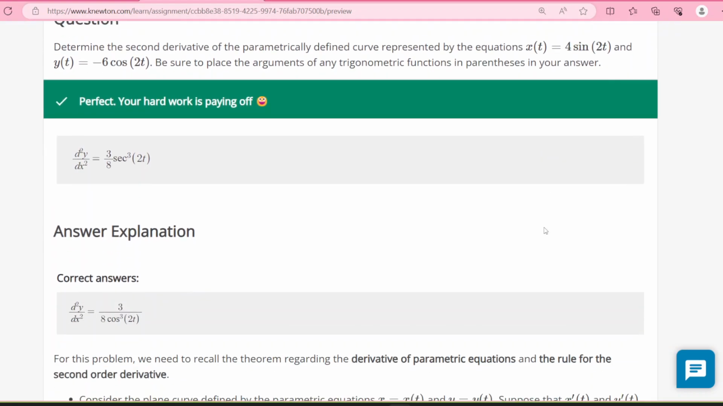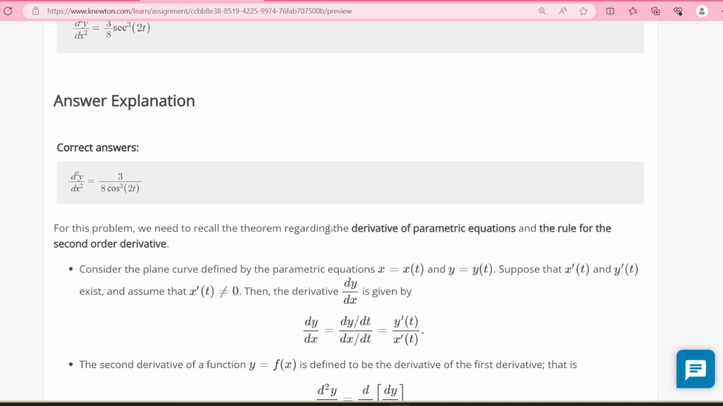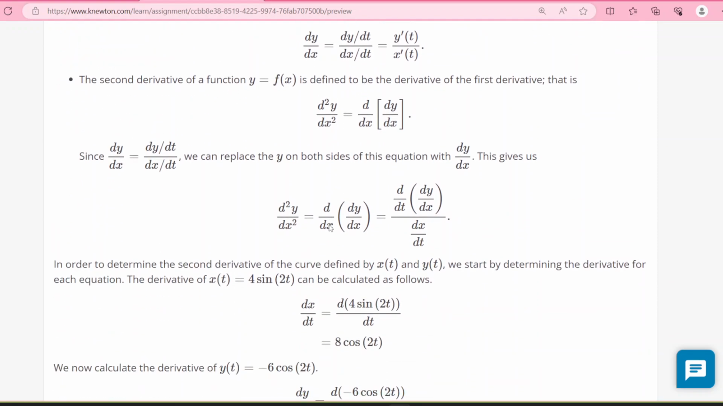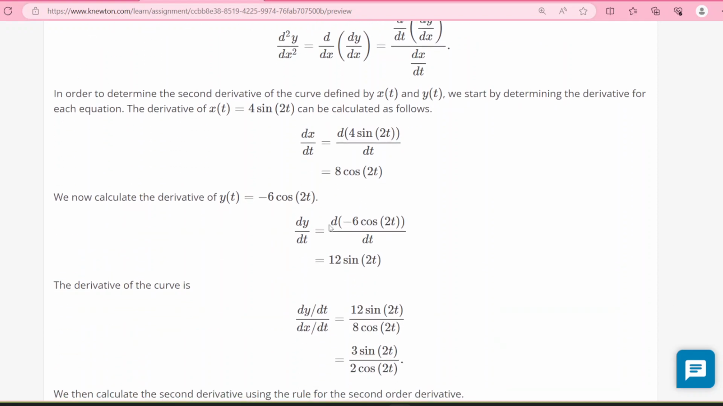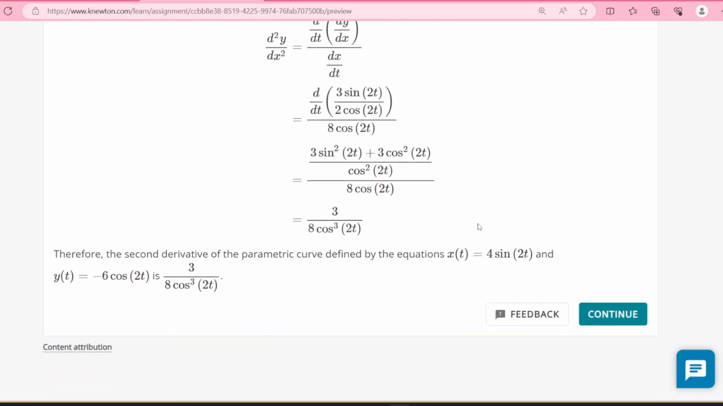All right, and then after every question, there should be some sort of answer explanation. Please look through these. If you're right, look through it just to make sure you're right for the right reasons. And if you're wrong, definitely look through it. See if you can figure out where you went wrong, and why you were wrong. And hopefully you can learn from your mistakes for future questions. Great.